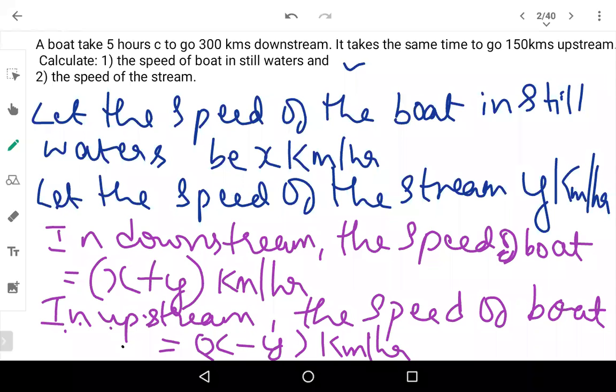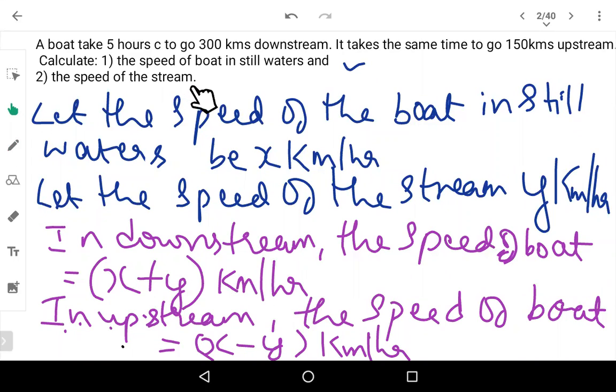So this problem, we started and we stopped until the derivation part. Now let us continue and finish this problem. Okay, so let's just read the problem once again before we continue. A boat takes 5 hours to go 300 kilometers downstream. It takes the same time to go 150 kilometers upstream. Calculate the speed of the boat in still waters and the speed of the stream.